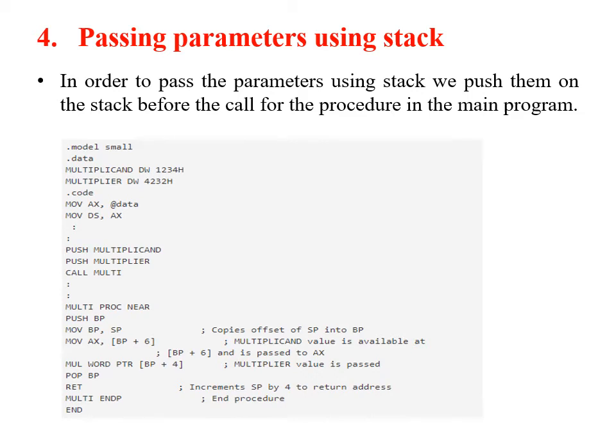Now once we are inside the procedure, we are going to use our base pointer register to hold the value of the stack pointer. So before writing the stack pointer register value into this base pointer, we are just keeping the initial value of base pointer inside the stack. So currently there are 4 elements within the stack. First one multiplicand, then multiplier, then the address of the next instruction of the call command, and then the value of the base pointer.